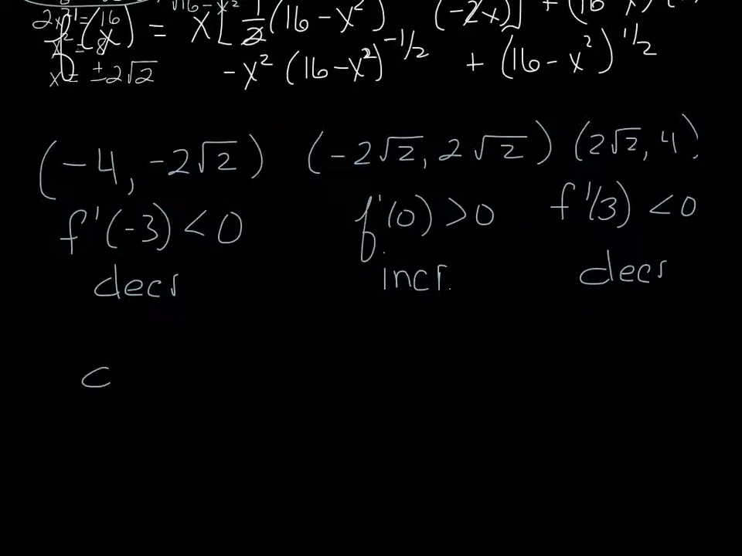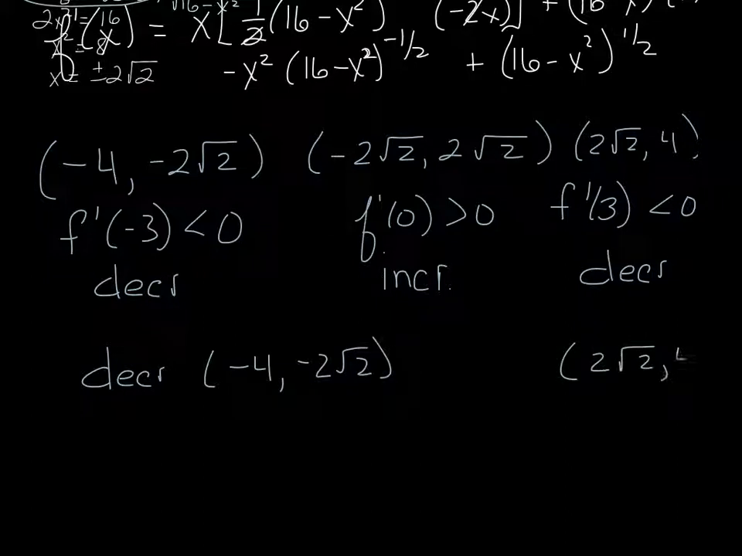We are decreasing from negative 4 to negative 2 square roots of 2, and from 2 square roots of 2 to 4. And we are increasing from negative 2 square roots of 2 to 2 square roots of 2. Let's change at negative 2 square roots of 2 and at 2 square roots of 2.